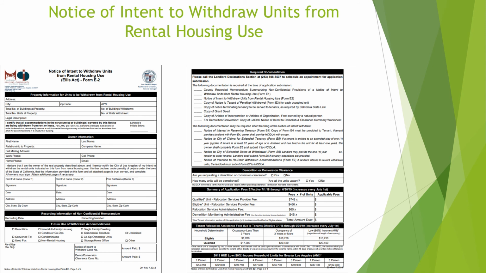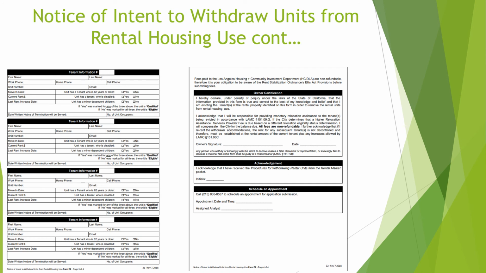On this form, you would fill out the property information for units to be withdrawn from rental housing use, owner information, the future use of withdrawn accommodations. Also gives you a checklist of the required documentation to bring with you on your appointment. The landlord would also fill out the tenant information for each of his tenants.